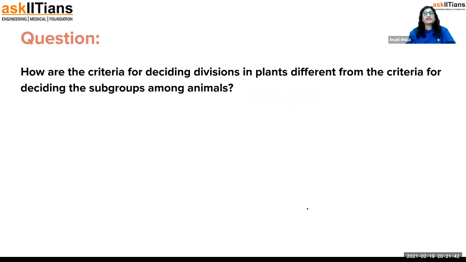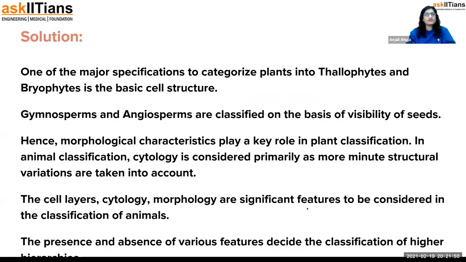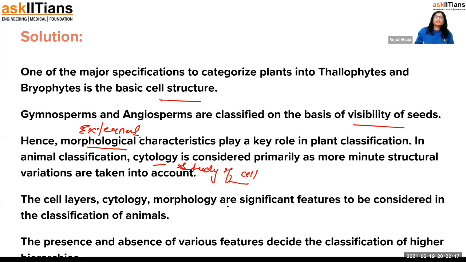How are the criteria for deciding division in plants different from the criteria for deciding the subgroups among animals? In the plant, vascular tissue, where they are residing, all the points. See, in the starting, when I started teaching you the chapter basis of classification, I mainly referred to animals. But what if we do it in the plant? On the basis of seeds, on the basis of cell structure, on the basis of morphological features. Morphology means external, how they look externally. Cytology means the study of cells. The cell layer, cytology, morphology.